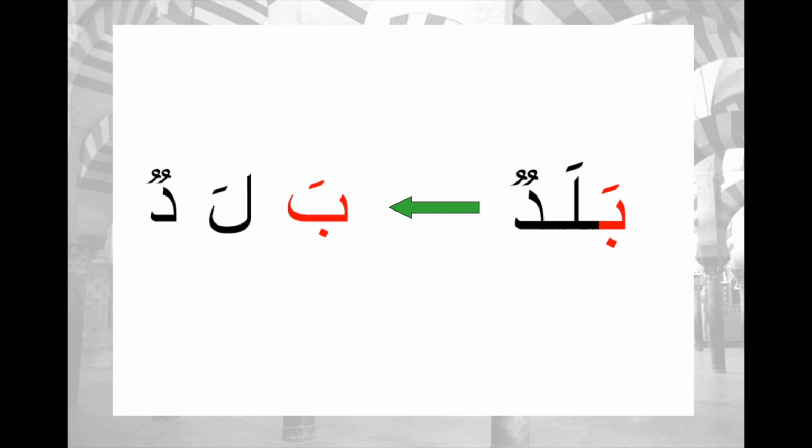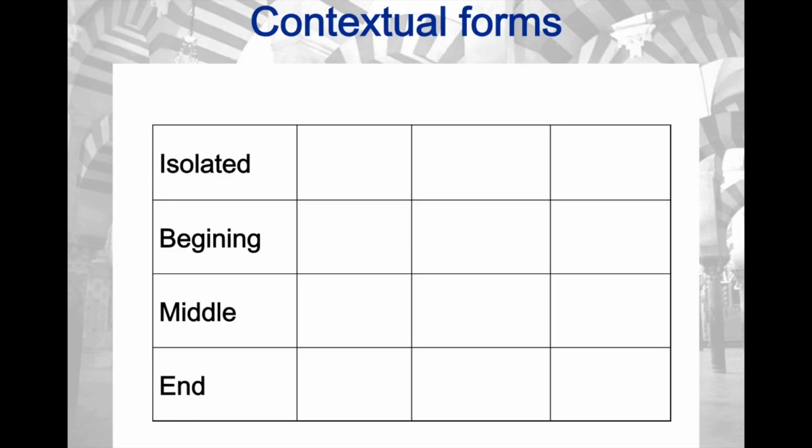I told you that writing the letter ba in the beginning is different from its writing if it is isolated. So let's see all the different formats of the letter ba. So if it is isolated, we have seen that it is written this way. Then depending on its position in a word, we write it differently. In the beginning, it is written like this, as we have seen in the word baladun.